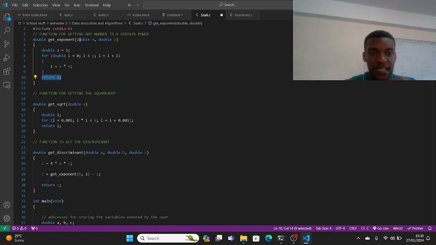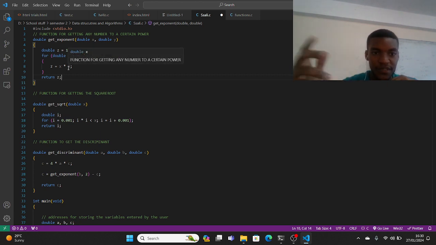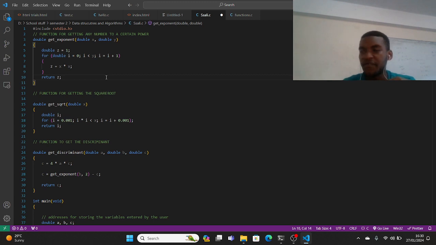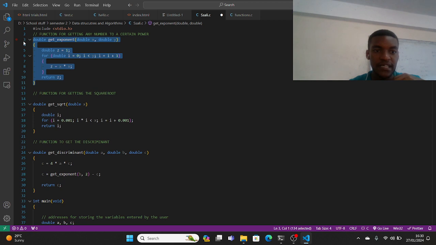So basically, if we have something like a 5 here and a 3 here, which is 5 cubed, the first time when i is equal to 0, it looks through, i is less than y, because i is 0 and here we have 3, so it will increment that and multiply 5 times 5, that's 25. It comes here, looks here, i is equal to 1. It will continue that until it reaches 3, so 5 cubed is 125. This is a function to help me get the exponent.